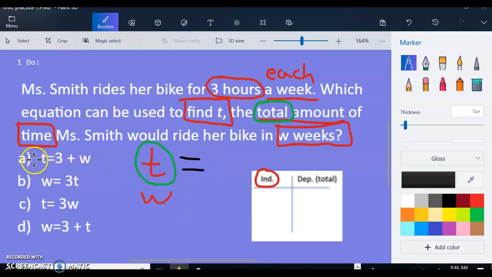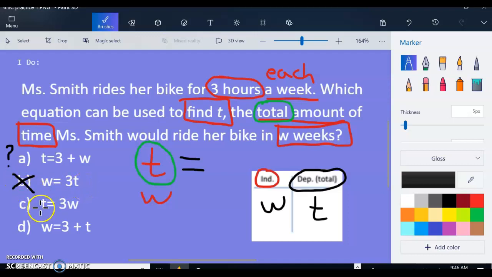So let's look at our answer choices here. Let's see which ones we can eliminate. We know t is going to be our dependent variable because it has to do with the total, okay? And so therefore, our independent variable is going to be W. So t equals, okay? We know that A has t equals, okay? So we're going to put a question mark by A. B, if you notice on answer choice B, t is not by itself because it is not the total. So B is the incorrect answer.